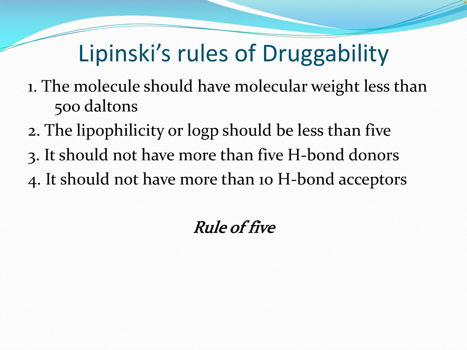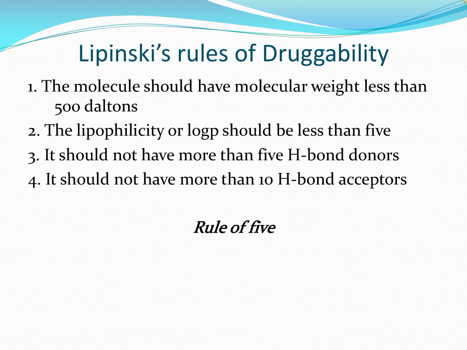Now another rule, the second rule, says that the lipophilicity or log P value of the drug molecule should always be less than 5. This is for maximizing the binding property. The third rule says that it should not have more than 5 hydrogen bond donors. Similarly, it should not have more than 10 hydrogen bond acceptors also. So these are the 4 rules a good drug molecule must have. This is called the golden standard for druggability.